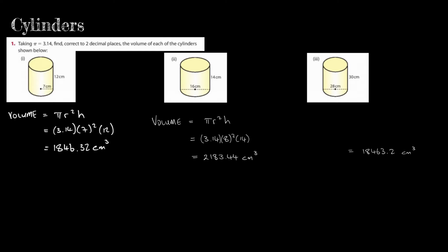For the next one, we've got volume is equal to pi r squared h. Pi in this case is 3.14, r in this case is 14, h is equal to 30. So I get an answer of 18,463.2 centimeters cubed.